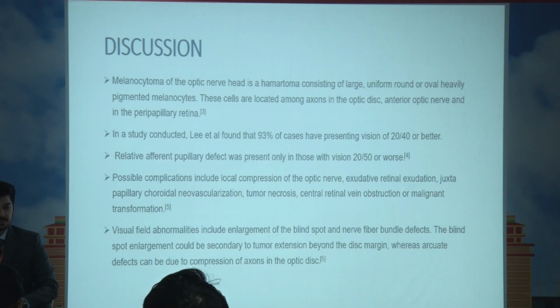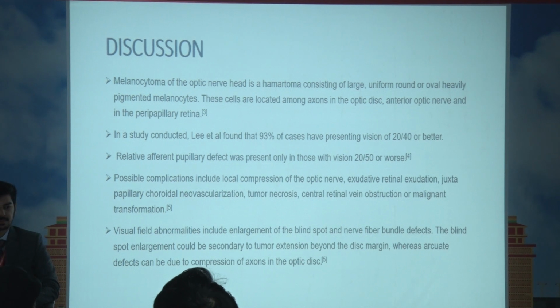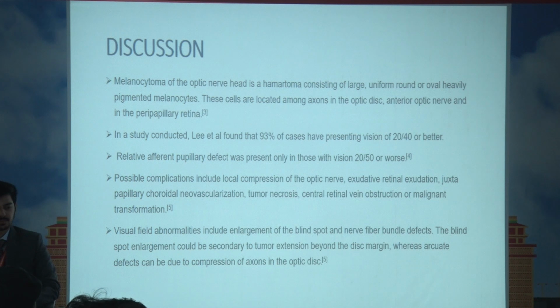Coming to the discussion, it's a hamartoma consisting of large, uniform, round or oval, heavily pigmented melanocytes. In a study conducted by Lee et al., 93% of the cases had a presenting vision of 20/40 or better, and RAPD was only present in those with 20/50 or worse. Possible complications, very important, include local compression of the optic nerve, exudative retinal detachment, juxtapapillary choroidal neovascularization, tumor necrosis, CRVO, or malignant transformation in 1 to 2% of the cases. Visual field abnormalities include enlargement of the blind spot or nerve fiber bundle defects.